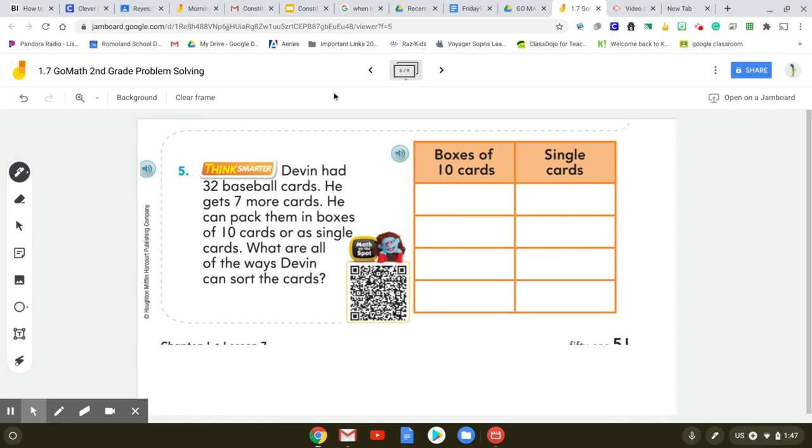Number 5, think smarter. Devin has 32 baseball cards. He gets 7 more cards. He can pack them in boxes of 10 cards or as single cards. What are all the ways Devin can sort the cards?